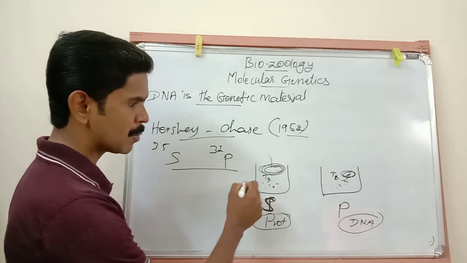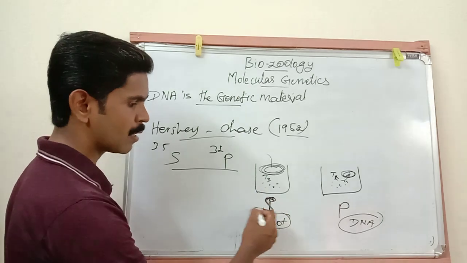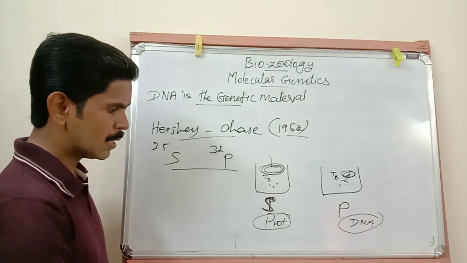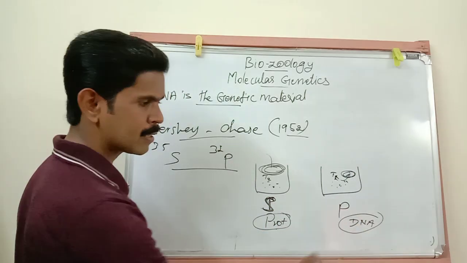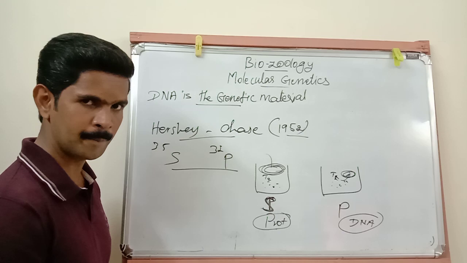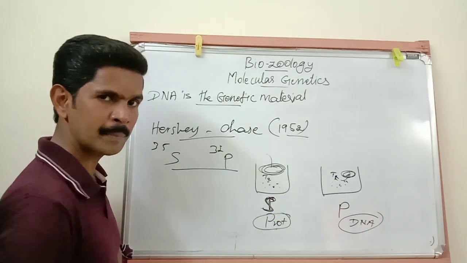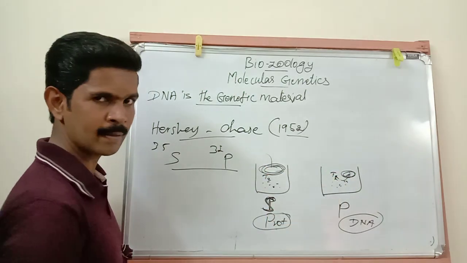To do this experiment, first they took two culture media. In one culture medium sulfur is added, in the other culture medium phosphorus is added. The sulfur containing culture medium is marked as protein, and the phosphorus containing culture medium is marked as DNA. In both culture media, T2 bacteriophage viruses are mixed. Then bacterial cells are also added.